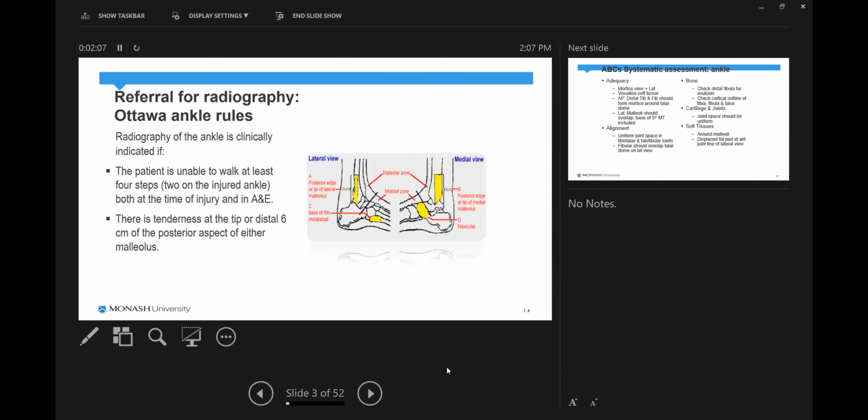The referral rules for ankle x-rays are called the Ottawa ankle rules, and an x-ray should only be clinically indicated if the patient is unable to weight bear or if there's tenderness at the tip of the distal or 6 centimeters from the posterior aspect of either malleoli.